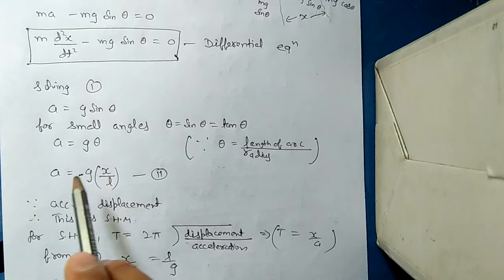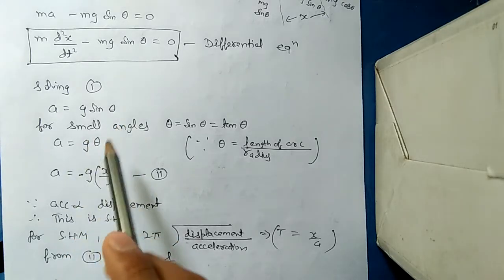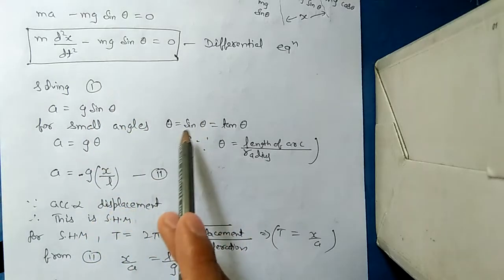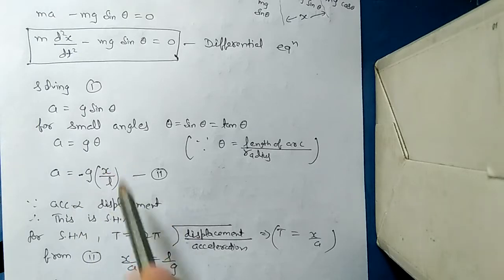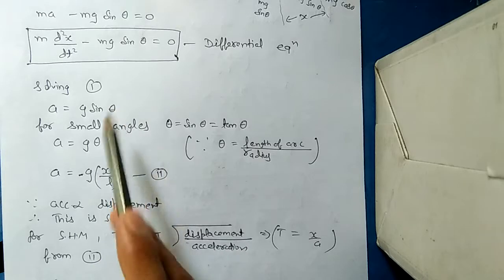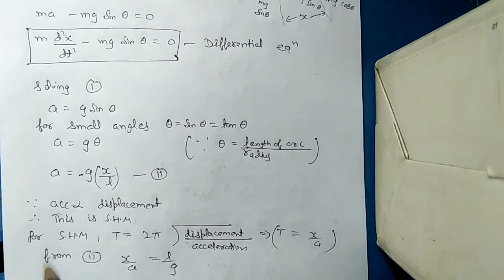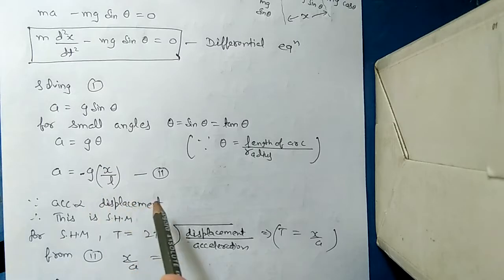So a equal to minus g x upon l. First it was a equal to g theta, because for small angles theta equals sine theta equals tan theta, so a equals g theta and a equals g x upon l. This negative sign is for the restoring force. Since the force was restoring, I have put the negative sign here. So from here we get that acceleration is directly proportional to displacement.